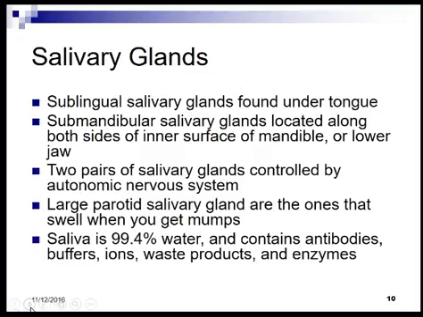Now the salivary glands, there are different salivary glands. There's sublingual salivary glands that are found under the tongue. There's submandibular. Those are located along the sides of the inner surface of the lower jaw, which is known as the mandible, which is why they're called submandibular. There's two pair of salivary glands controlled by the autonomic nervous system. We have large parotid salivary glands. Those are the ones that swell when you get the mumps. So those are located in the back area of your jaw towards your throat. And saliva is 99.4% water, but it also contains antibodies, buffers, ions, waste products, and enzymes.